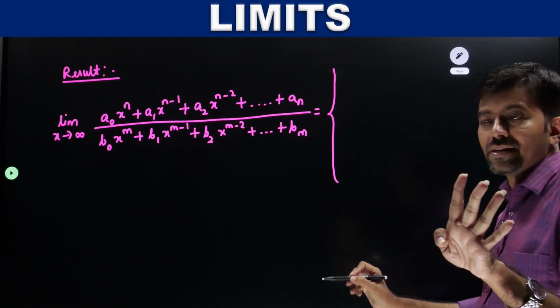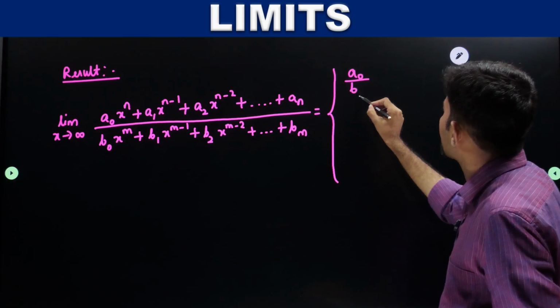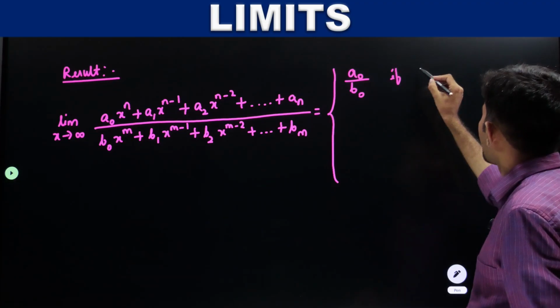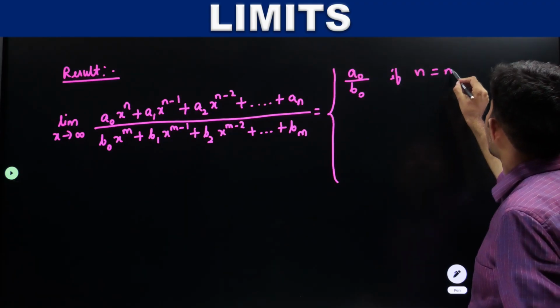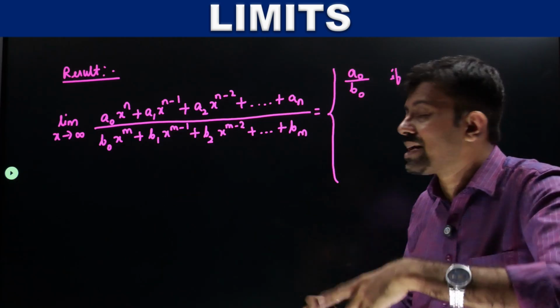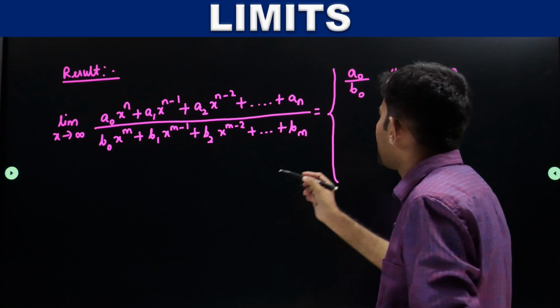There are 4 cases here. The first case is a0 by b0, the ratio of the leading coefficients, if the degree of the numerator is the same as the degree of the denominator, that is, if n is equal to m. If the numerator and denominator are polynomials of the same degree, then the ratio of the leading coefficients is the limiting value as x tends to infinity.